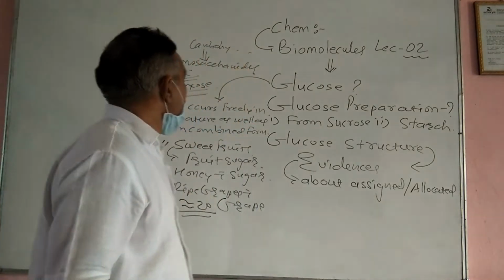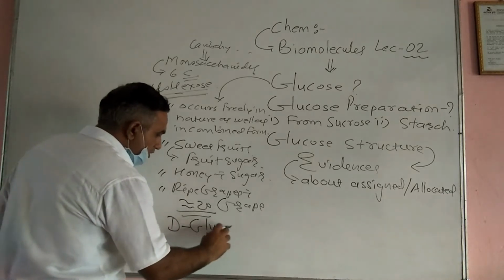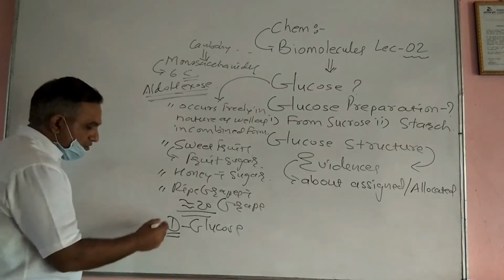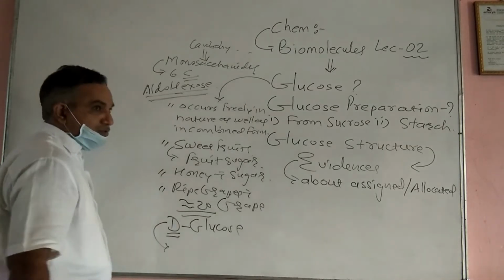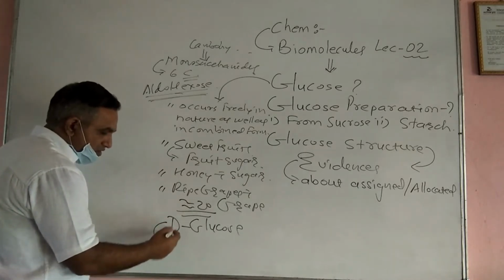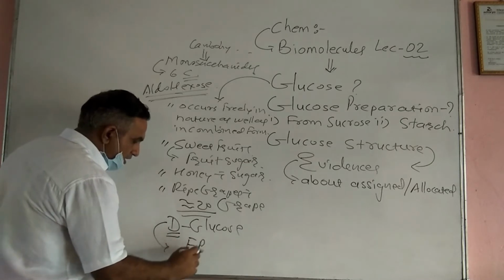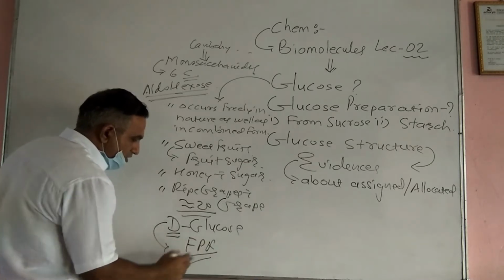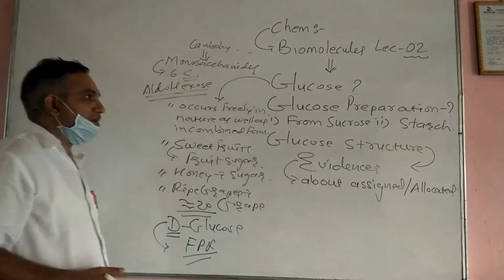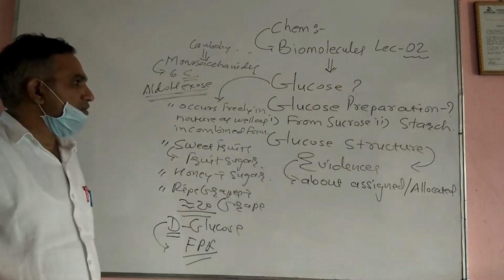Then this glucose is also known as D-glucose. You have to use the capital D and not the small d. So this is the dextrose sugar. This D is related to the Fischer projection formula, so we will see this after the completion of this topic. So this is a little bit about what glucose is.